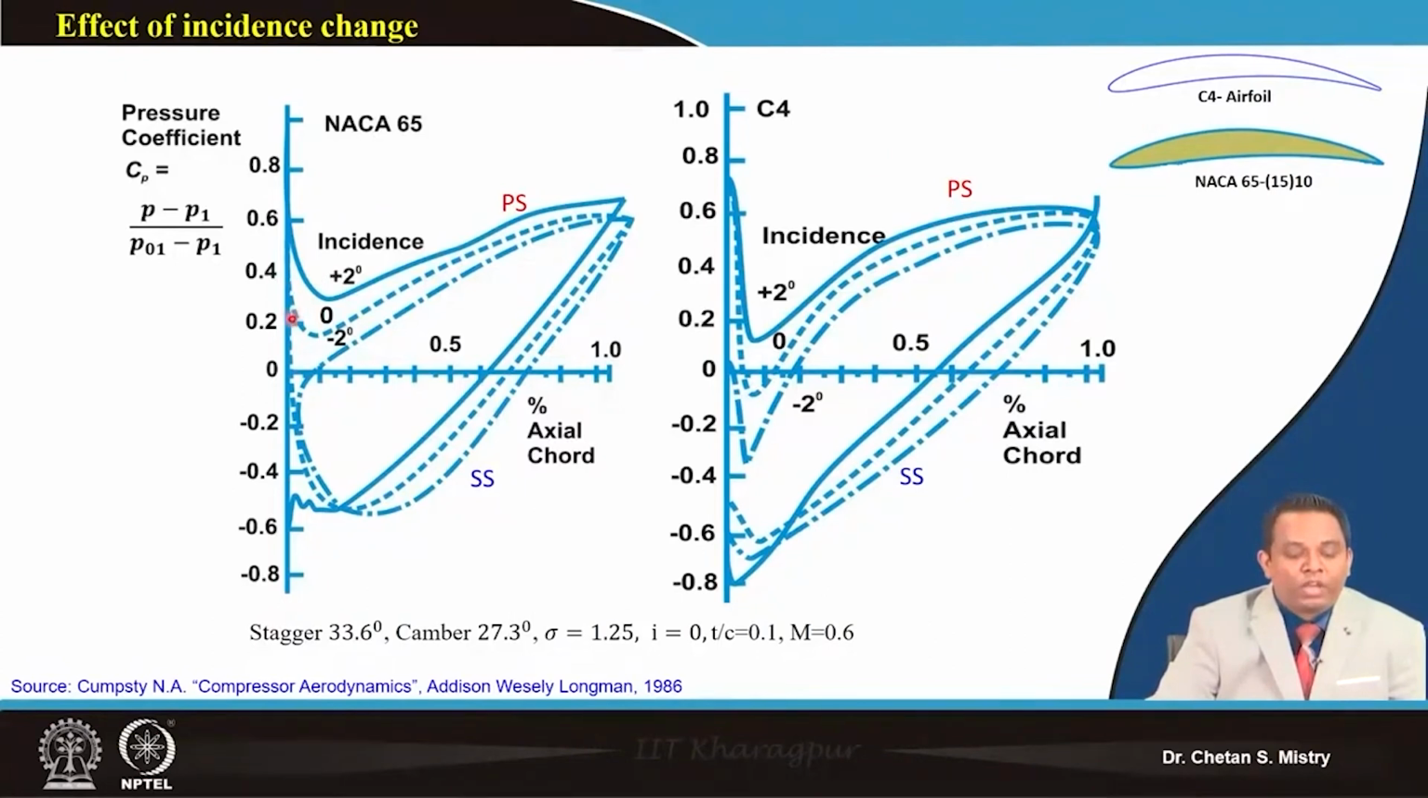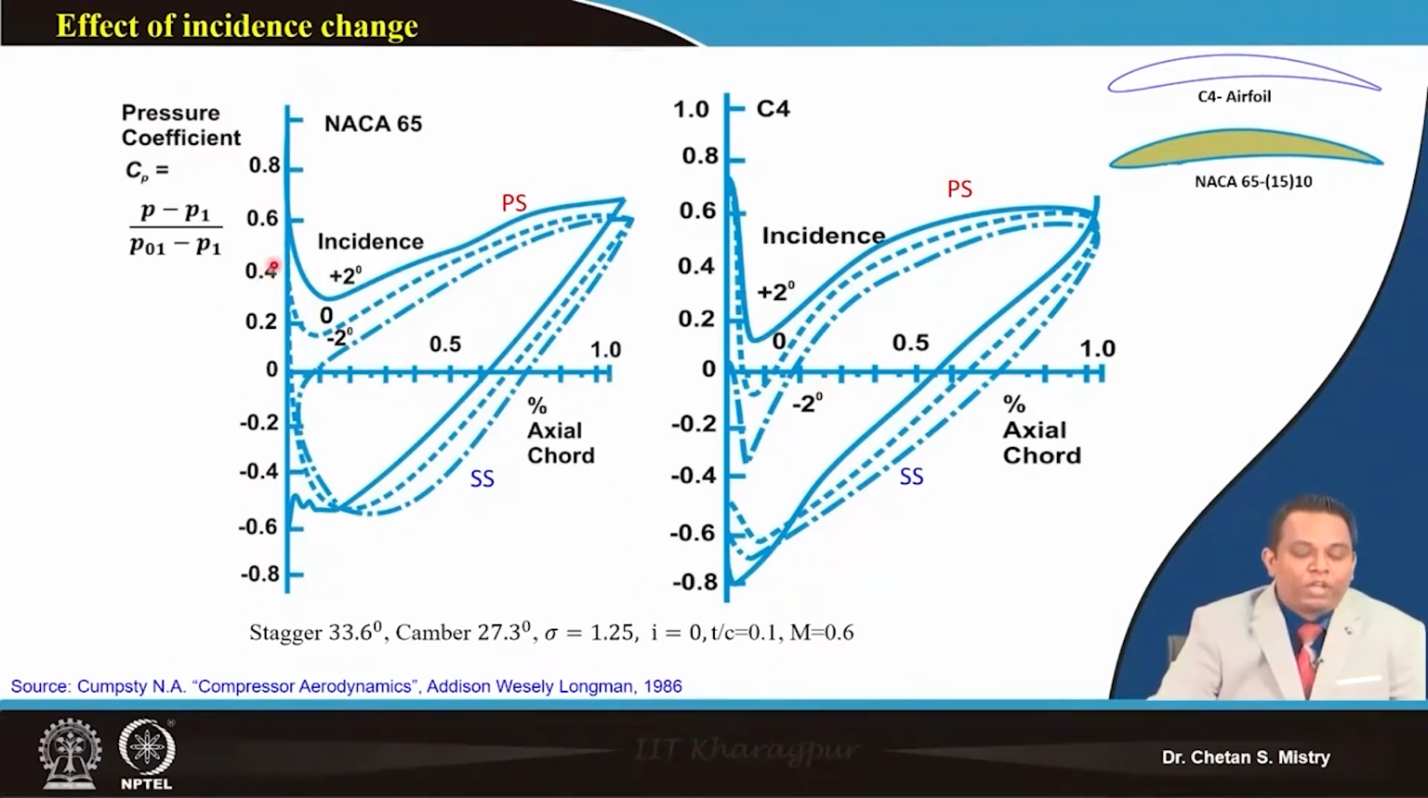Here this represents how my CP or pressure distribution changes along the chord for particular flow angles. It says stagger angle is 33.6, camber angle is 27.3, solidity is 1.25, incidence angle at the initial stage is 0, thickness distribution is 0.1, and Mach number is 0.6. So entry Mach number is 0.6. Both plots are done for this configuration.